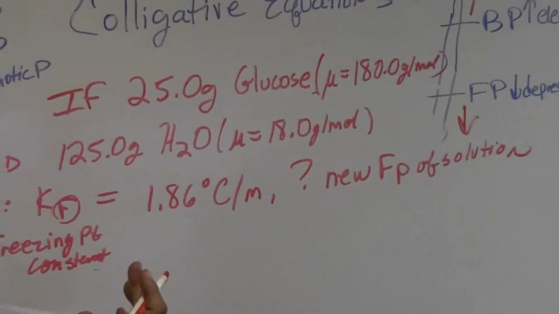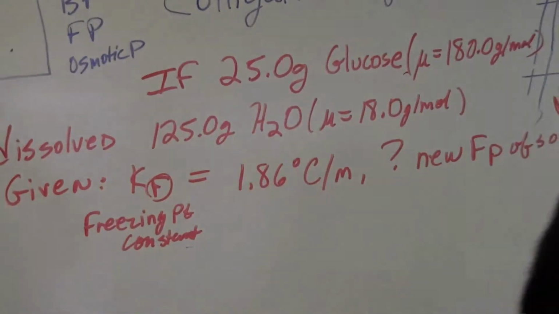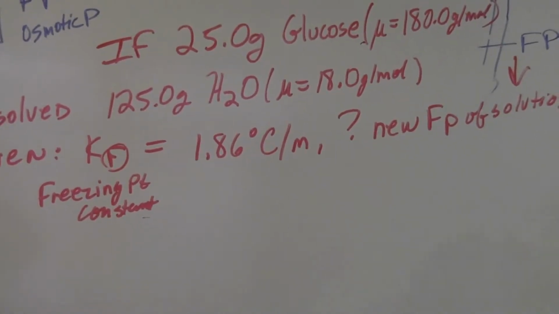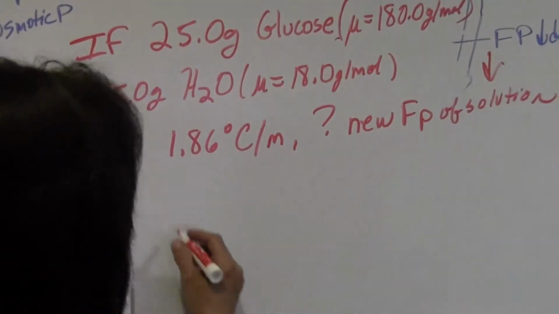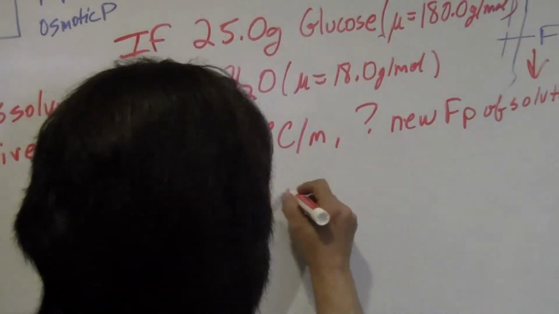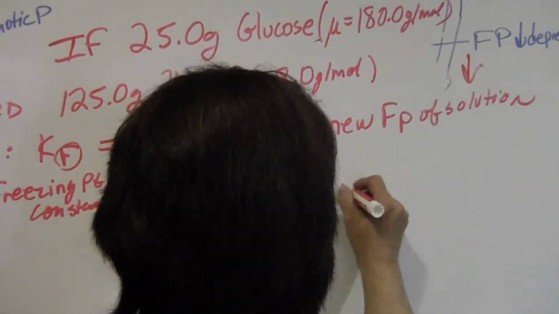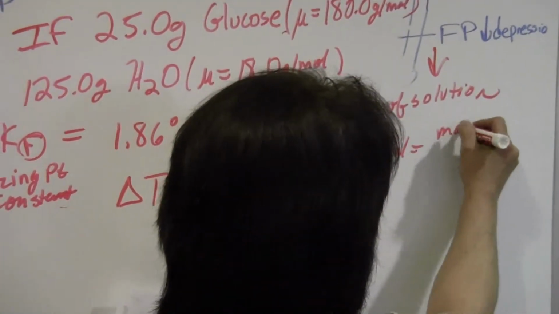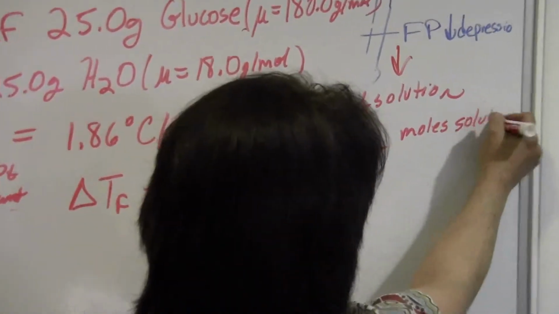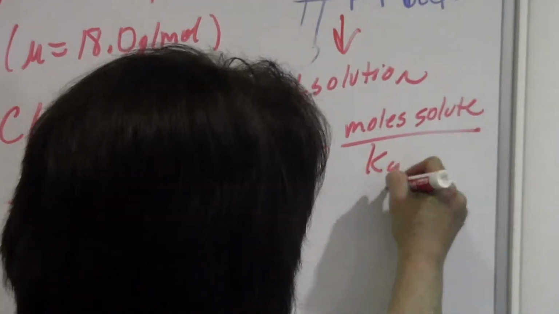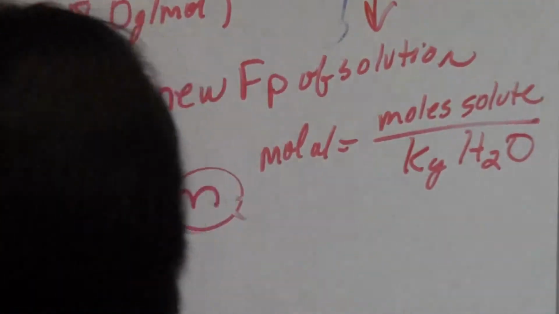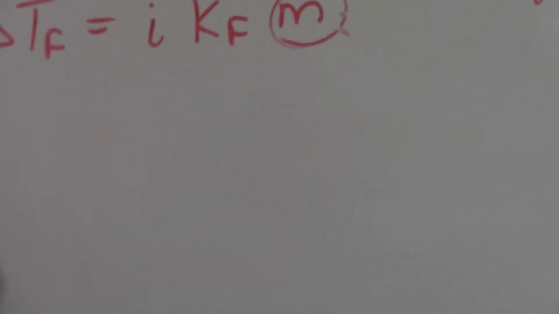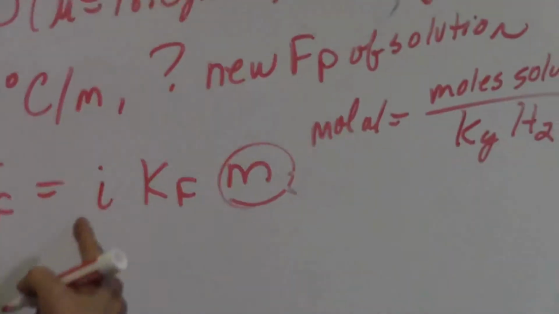Okay, as always, let's start with the formula. Our change in freezing point is i K sub F molal. And remember now, molal is going to be moles of solute per kilograms of water. So let's see if we can plug anything in yet. Change in freezing point is i.